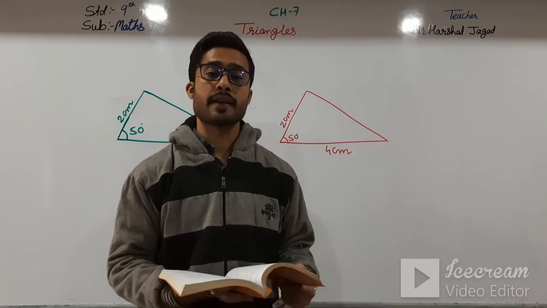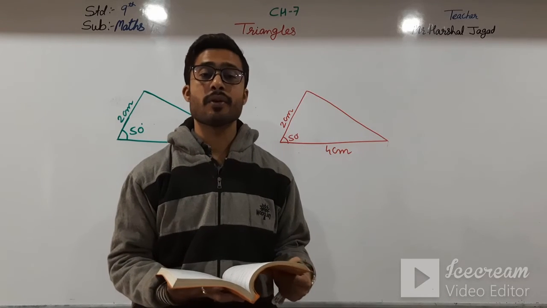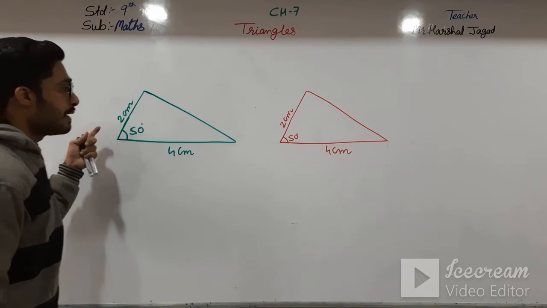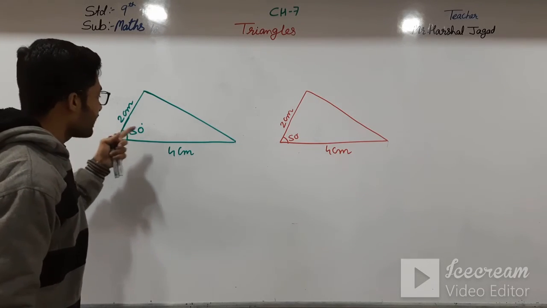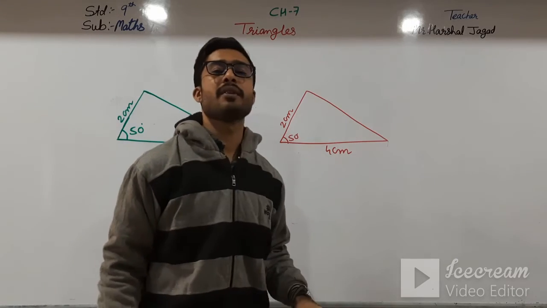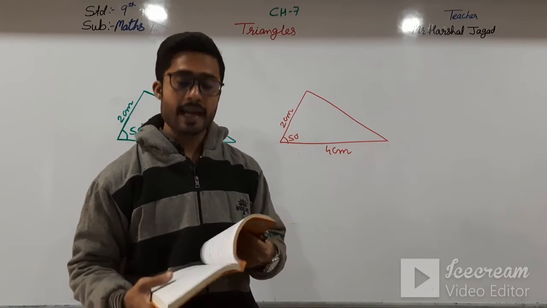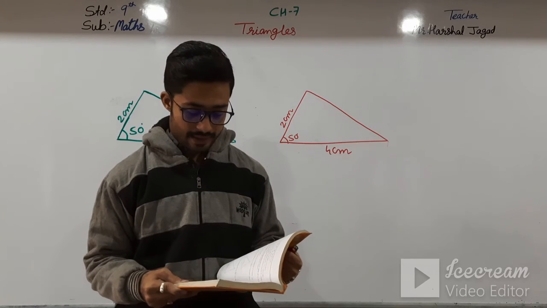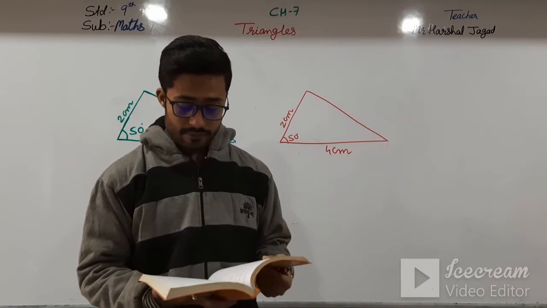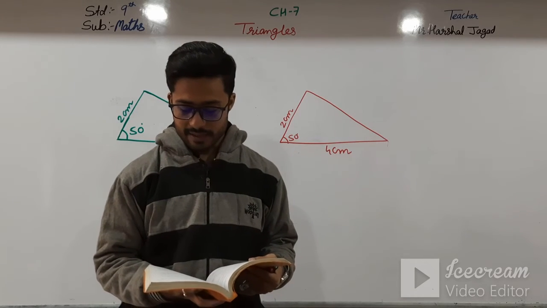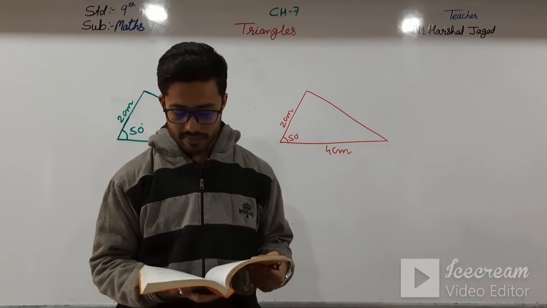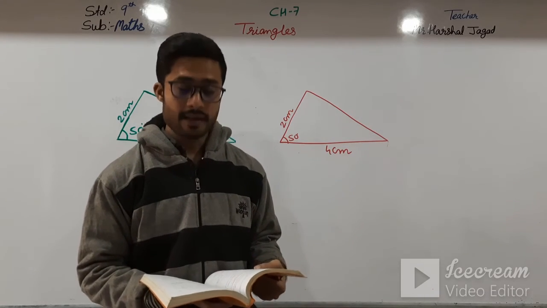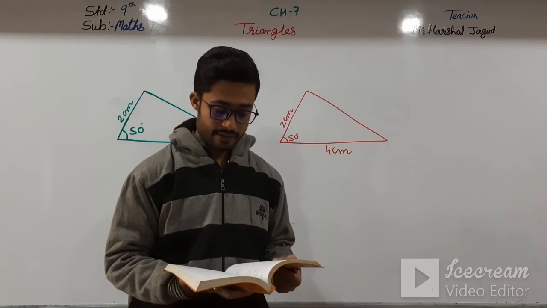You can see Axiom 7.1, the SAS congruence rule. In that, two sides and one angle should be same, then the triangles will be congruent to each other. I am just reading that two triangles are congruent if two sides and the included angle of one triangle are equal to the two sides and the included angle of the other triangle. Here I am just reading it again, Axiom.